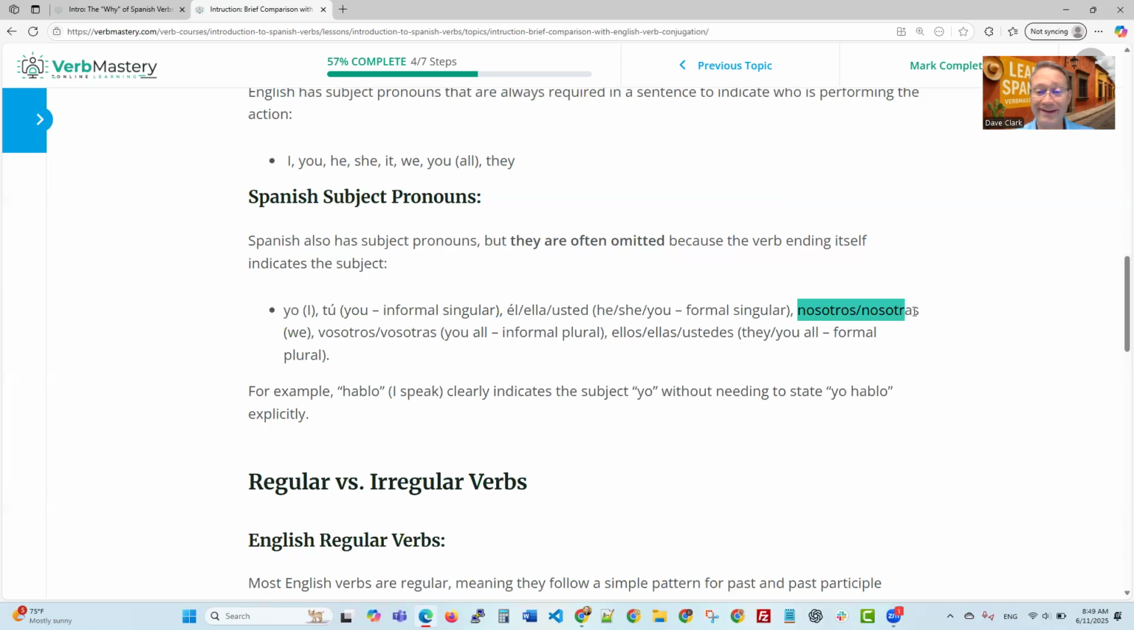Nosotros or nosotras, we. To learn more about when to use each one, be sure and go to the pronoun lesson. Vosotros and vosotras, that's you all, kind of like you guys, informal plural. And ellos, ellas, and ustedes: they, masculine, feminine, and you all.